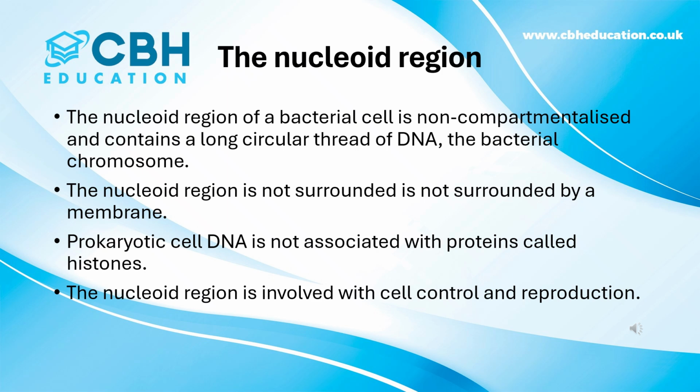So you've got this concept of the nucleoid region. The nucleoid region of a bacterial cell is not compartmentalized and contains a long circular thread of DNA, basically the bacterial chromosome. It's not surrounded by a membrane, and in prokaryotic cells the DNA is not associated with proteins called histones. The nucleoid region is basically involved in cell control and reproduction.